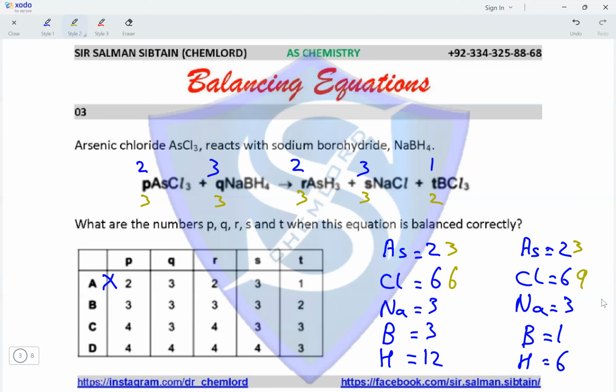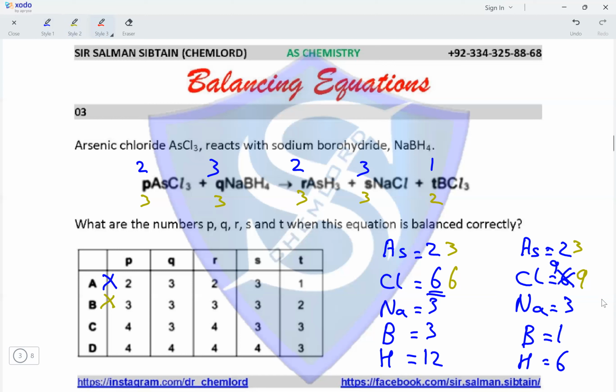In fact, there was inconsistency with chlorine even before with option A, which we missed, because there are two compounds having chlorine atoms. It is NaCl and BCl3. So on the left, we had 6 atoms of chlorine as we had written, but on the right we just looked at BCl3 making it 6, but NaCl also had 3, so 6 plus 3, 9. So this was not 6, this was 9. So even chlorine was inconsistent in option A. So option B also becomes inconsistent, eliminating option B.